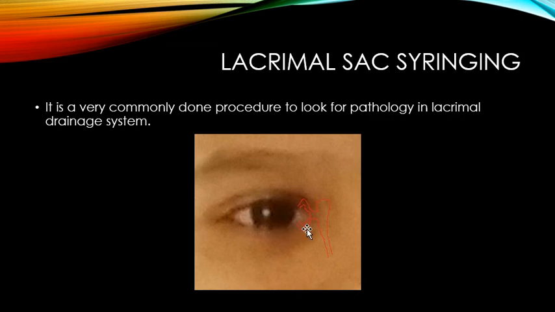the upward movement of the canaliculus, which includes the horizontal and the vertical parts. These two join together to form the common canaliculus, which opens into the lacrimal sac. So this lacrimal sac has got the main body as well as the fundus, which is the upper part. The lacrimal sac drains into the nasolacrimal duct, which opens into the inferior meatus of the nose.